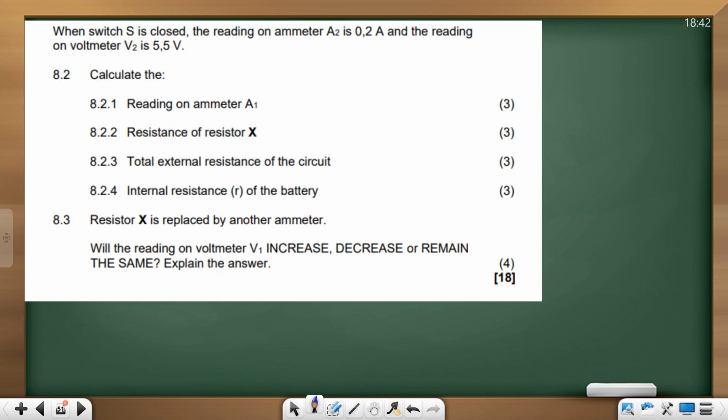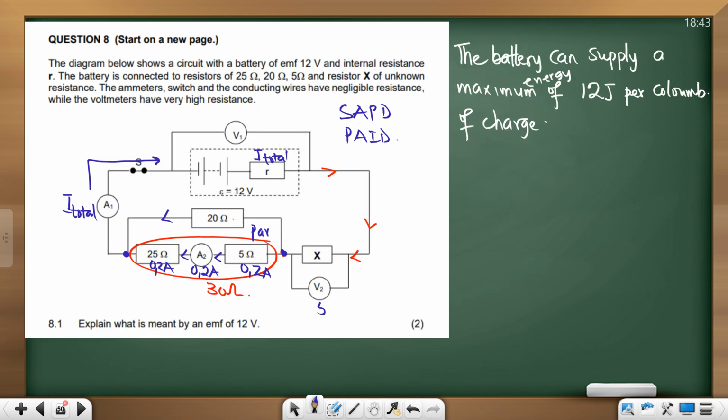That question I want to introduce. And the reading on the voltmeter V2 is 5.5. Where is V2? 5.5 what? Volts. Look, by looking at this diagram, just writing the things, we are done with this question. Are you aware that the only thing missing here, V equals to what? IR. Please get me an answer. V equals, use your formula page. 25 times 0.2 would give you what? 5 volts. Make sense? 5 times 0.2.